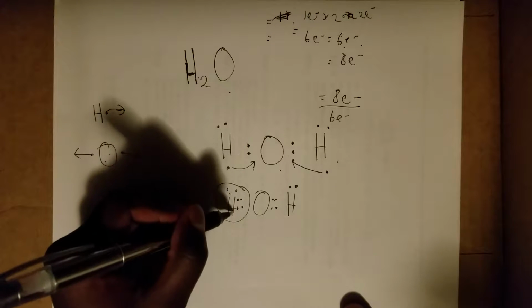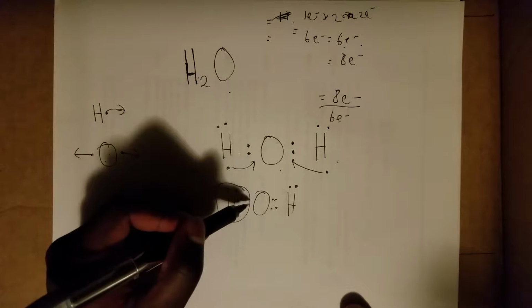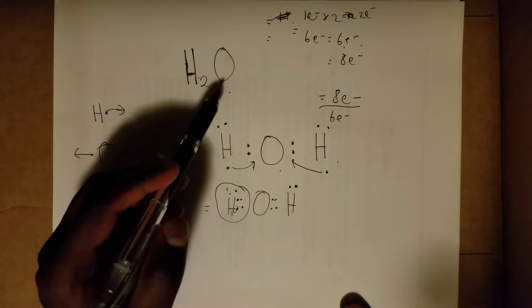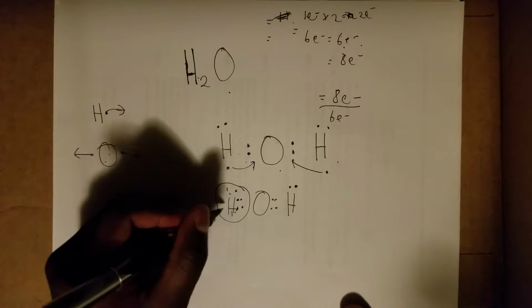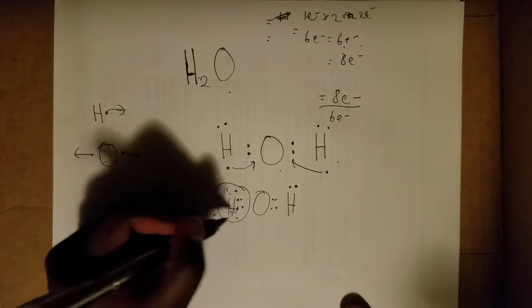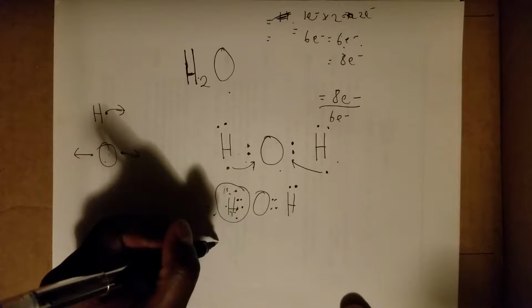Remember, hydrogen only needs 2 to be stable, right? Oxygen has how much? 6. So oxygen needs 2 more. You have to remember the amount hydrogen needs to be stable. So hydrogen doesn't need these 2 over here, but the oxygen does need 2.